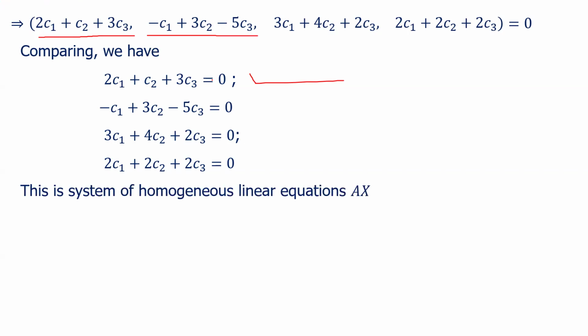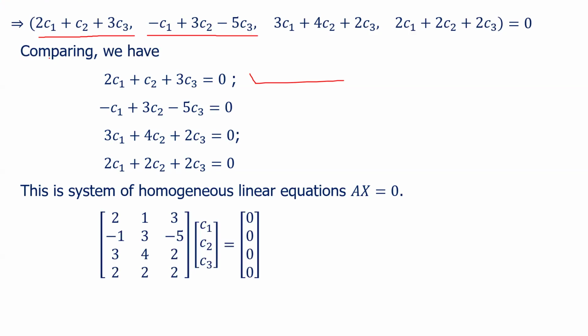This is a system of homogeneous linear equations AX equals 0. So we can write AX equals 0, where A is the coefficient matrix: first row 2, 1, 3, second row minus 1, 3, minus 5, third row 3, 4, 2, and fourth row 2, 2, 2, multiplied by c1, c2, c3, because the variables are c1, c2, c3, and the constant matrix is 0, 0, 0, 0.